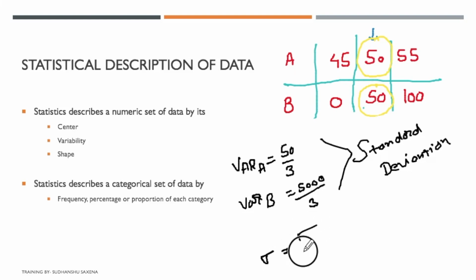It's nothing but the square root of variance. It's a square root of variance, right? And the formula is very simple. It's a square root of the variance, right? So what is my variance? It's nothing but the square root.